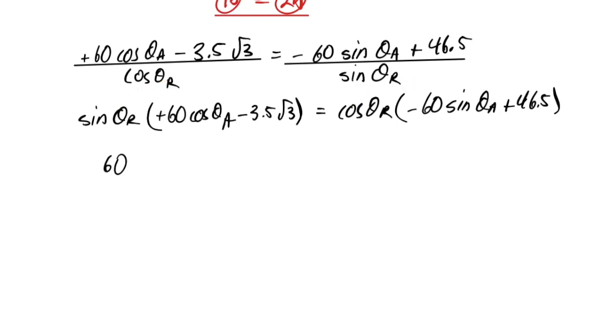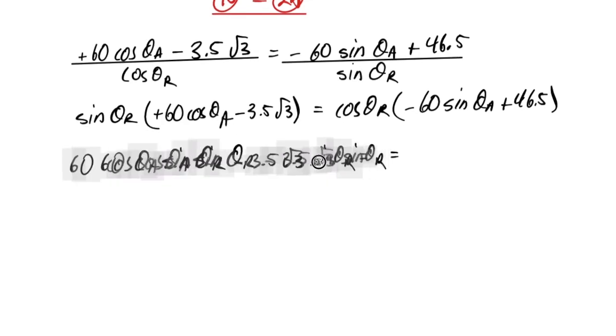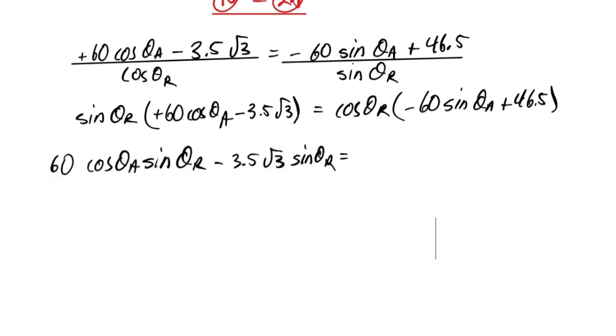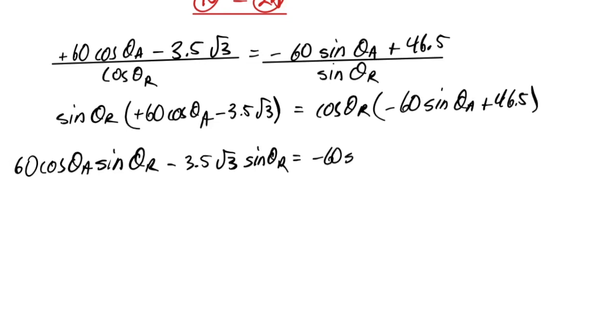This gives us 60 cos theta A sine theta R minus 3.5 root 3 sine theta R. And I'm already going to run out of real estate, so I'm going to move this over like this. Let's tighten that up a bit. There we go. And then we get negative 60 sine theta A cos theta R plus 46.5 cos theta R. Yes, it's getting more and more terrible as each line progresses, but we're just going to keep going.